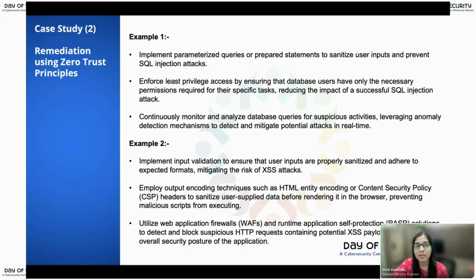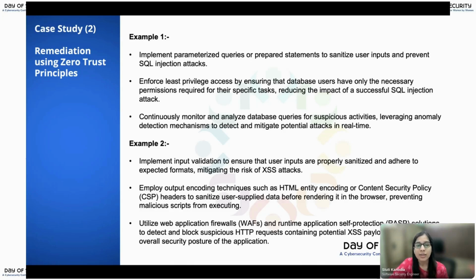and get to the database, we should enforce least privilege access by ensuring that even if a user has some permissions to access the database, those permissions cover a very limited set of tasks. If you are able to inject the SQL payload, you should only be able to perform a very basic task, not access everything. So there should be least privilege access maintained.